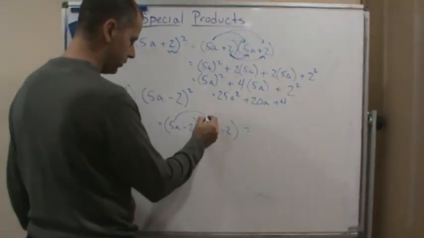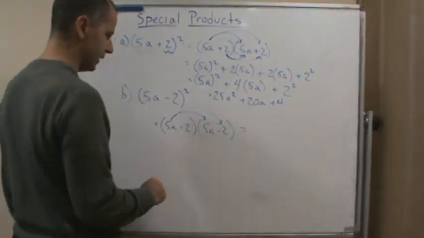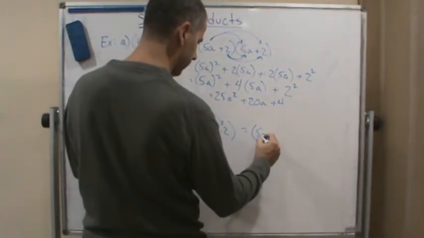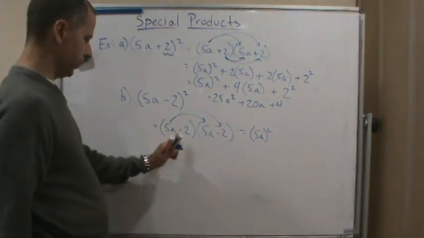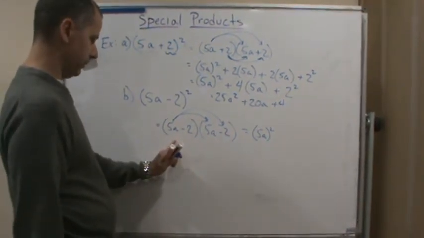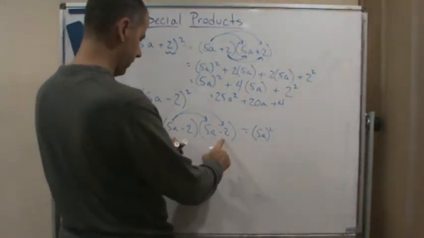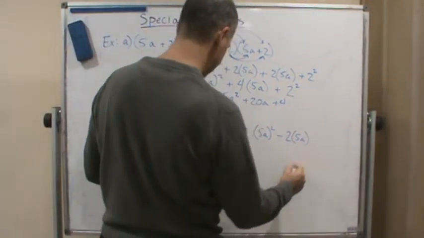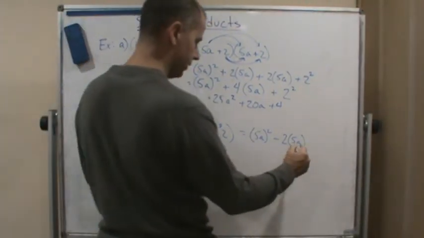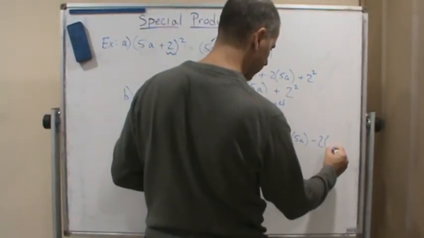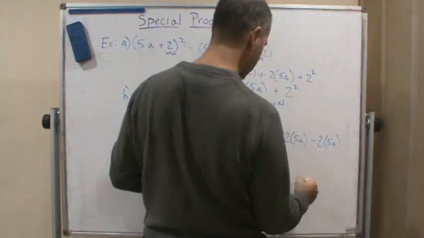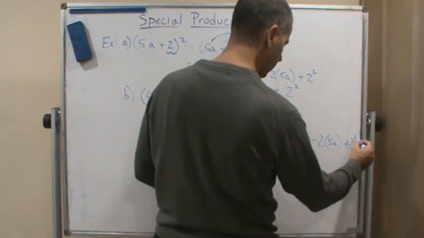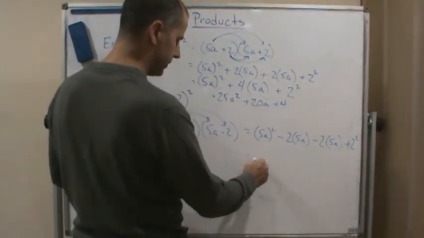Remember, distribute the 5a to both terms in the second binomial. So 5a squared. And then I'm going to get a negative 2 times 5a. So minus 2 times 5a. And now I'm going to get another minus 2 times 5a. There's where my minus comes in. And then I'm going to get positive 2 squared. So plus 2 squared. And notice the same thing happens again.